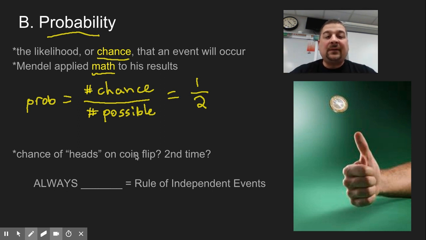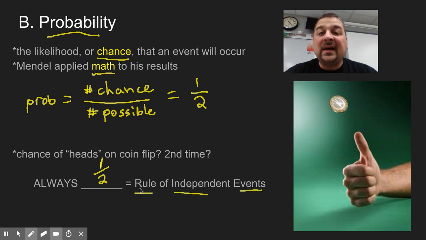What about if I flip it a second time? 50-50. A third time? 4th time, 5th time, 6th time? Every time I flip this coin, no matter if I got heads 5 times in a row, I'm not "due" for a tails. Every time, it's always 50-50, always 1 out of 2, or 1/2. Statisticians call this the rule of independent events.